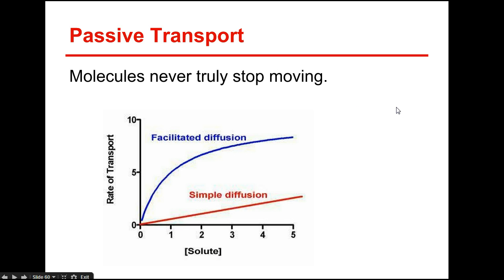Passive transport again, remember that your molecules never really stop moving. They'll reach equilibrium, but they'll constantly sort of move up and down around it. This is a graph kind of showing the rate of transport. Facilitated diffusion can go through transport quite a bit faster than simple diffusion because we're using those specific protein channels.